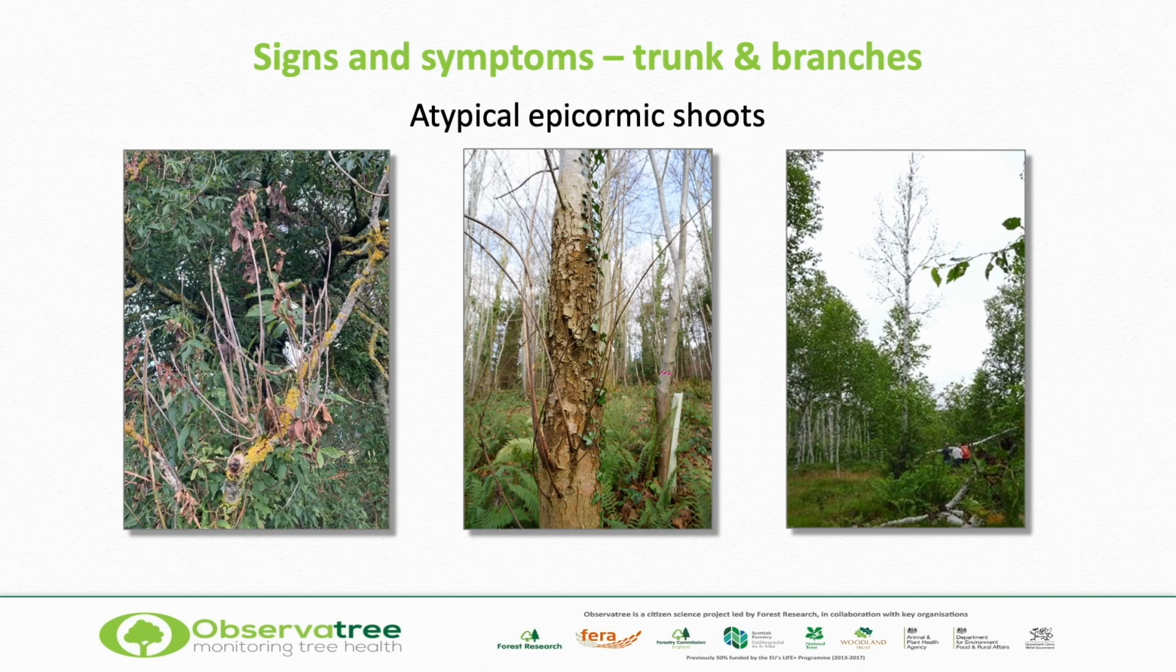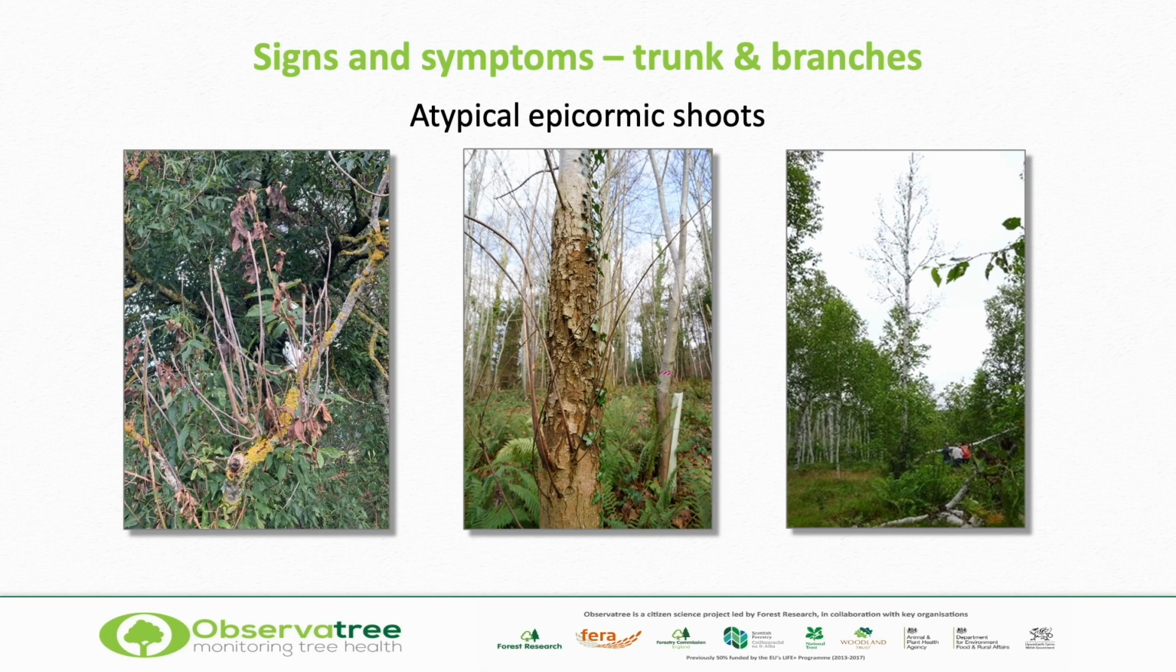Atypical epicormic shoots. So firstly, what's an epicormic shoot? We're used to a tree with its normal branching structure. Epicormic shoots come directly from the bark, from little dormant buds that sit there waiting for something to damage the tree. And then they can spring into action and provide a very quick food source.